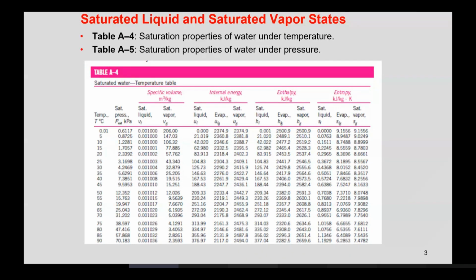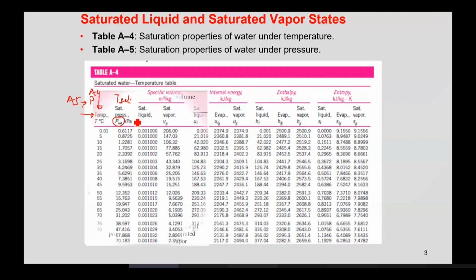Tables A4 and A5 are basically tables under temperature and pressure. The difference is that table A4 is essentially used where the first column is temperature, and the second column is saturation pressure. Table A5 is exactly the opposite, where the first column is pressure, and the second column is saturation temperature.